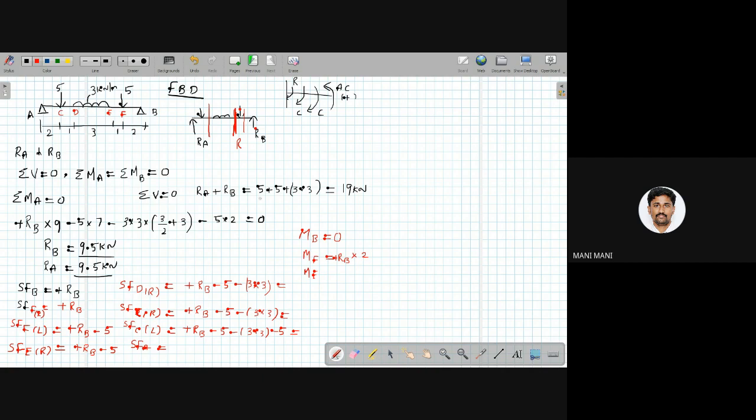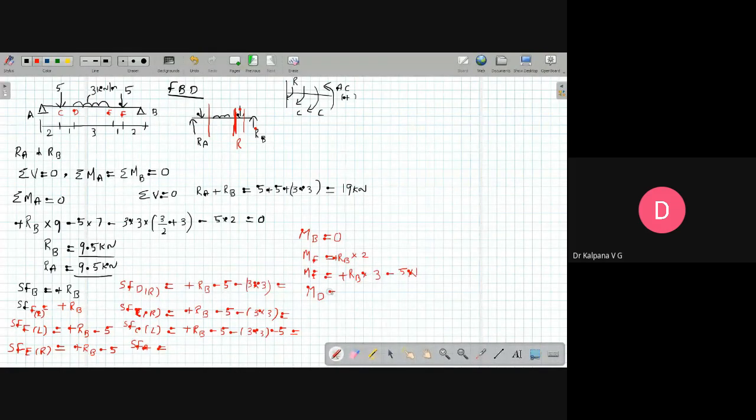Okay, then. So moment at E: same RB into 2 plus 1, 3, minus 5 into 1. Can anyone get the values of these so that it will be easy for me to draw the diagram, or else I can give the outline of the diagram.